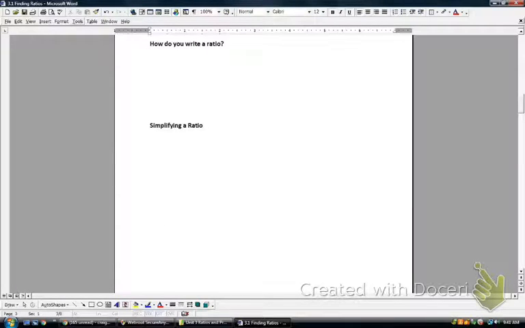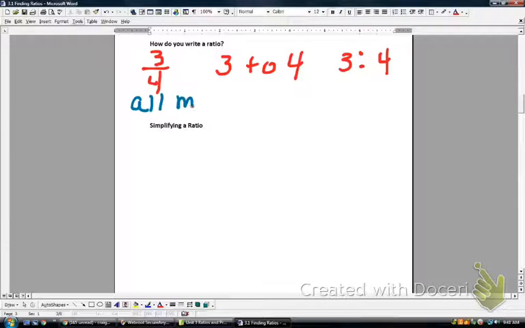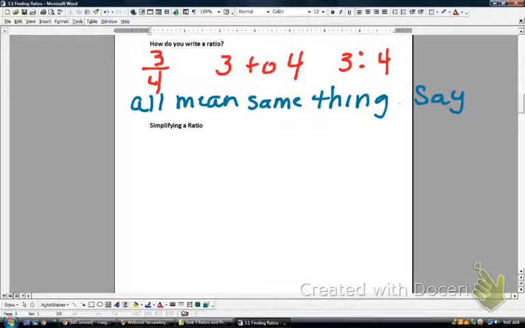How do you write a ratio? We've already talked about this. We can write it so it looks like a fraction. We can write it with the word to, 3 to 4, and we can write it with a colon so it looks like that, 3:4. And they all mean the same thing. It doesn't matter how you write it. Each one of these means the same thing. And when we're talking about ratios, we say it as 3 to 4, no matter which way that it's written. That's how we say it out loud.